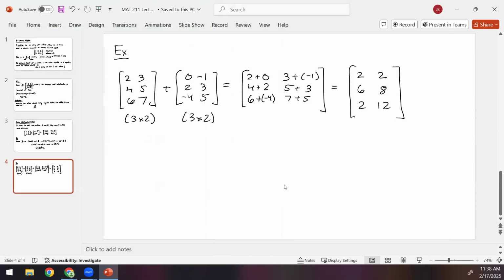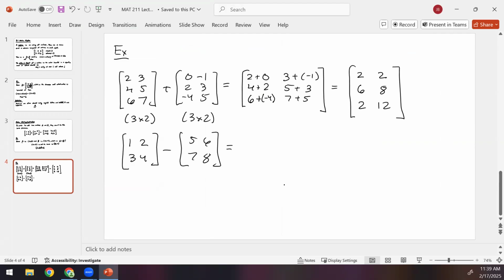So that's matrix addition. Now, what about multiplication, right? And to be clear, subtraction is the same thing. You would just actually subtract the values. So that's the only difference between addition and subtraction. In fact, let's just do one real quick so we don't forget.